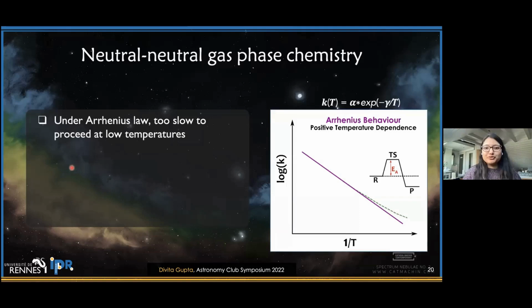So why was neutral-neutral gas phase chemistry the focus of my thesis? This is because it was only really becoming quite popular in the recent decades. And that is because under Arrhenius' law, these reactions were thought to be too slow to proceed. And that is based on this kind of a picture that you have here. So what you have is your reactants and then they form a product. And even though this is an exothermic reaction, this does have an activation barrier. So the reactants need to pass through this barrier to form the products, okay?